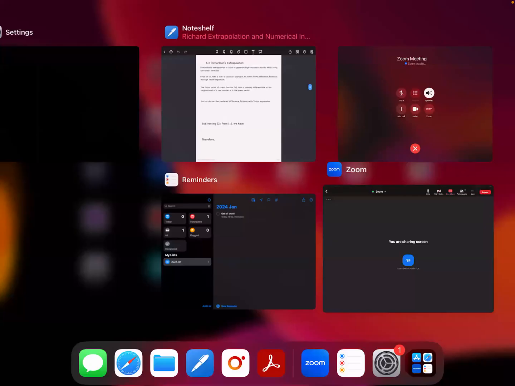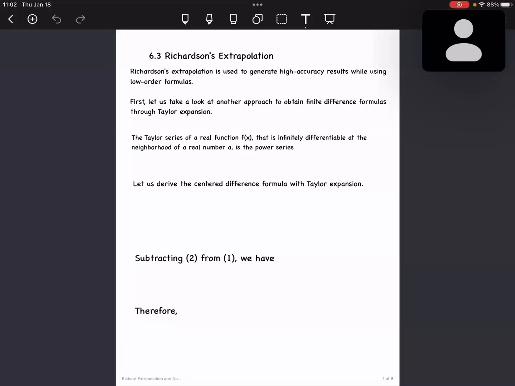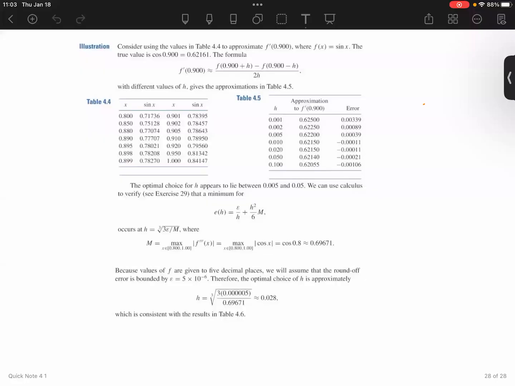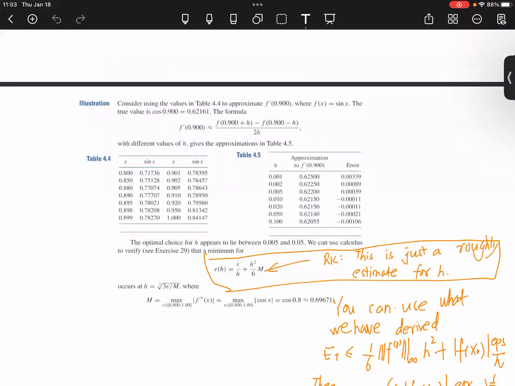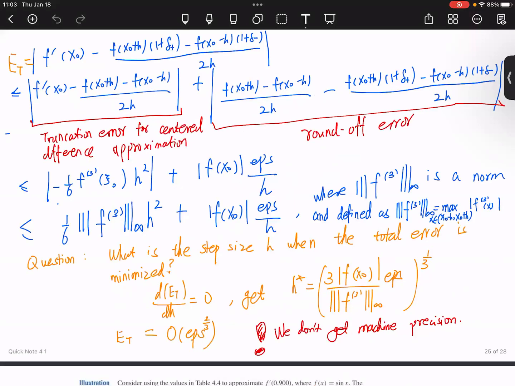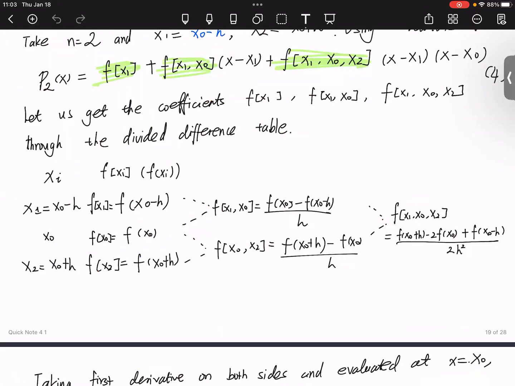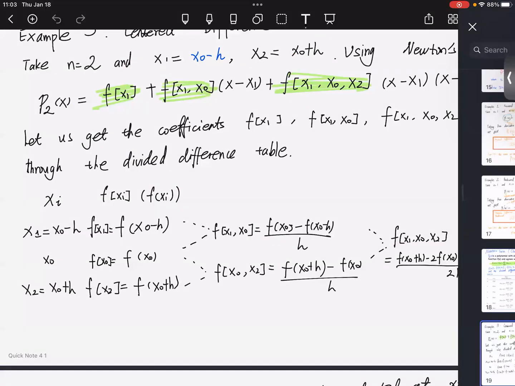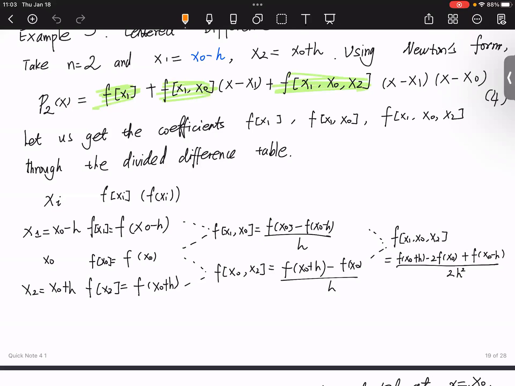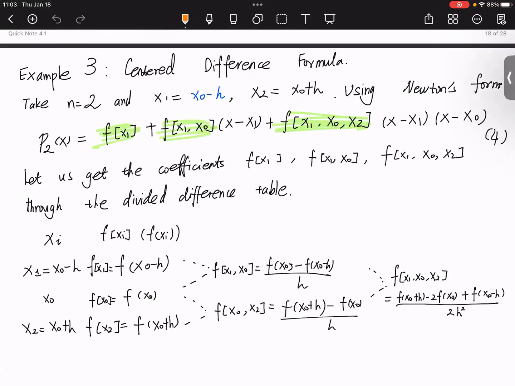Okay, let's take a look at what we have learned. Last time we learned something about the center difference, how to do the center difference to approximate the derivative. We have already learned how to do the center difference formulas.